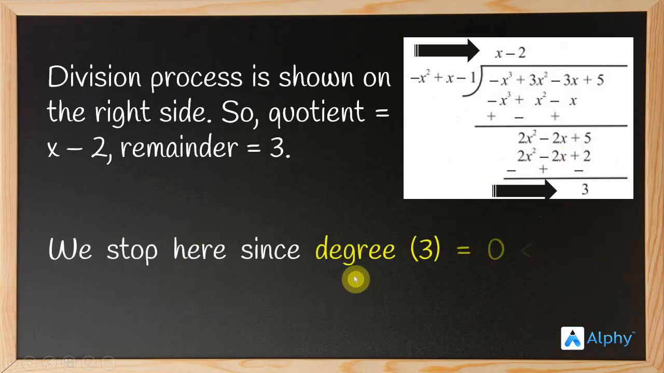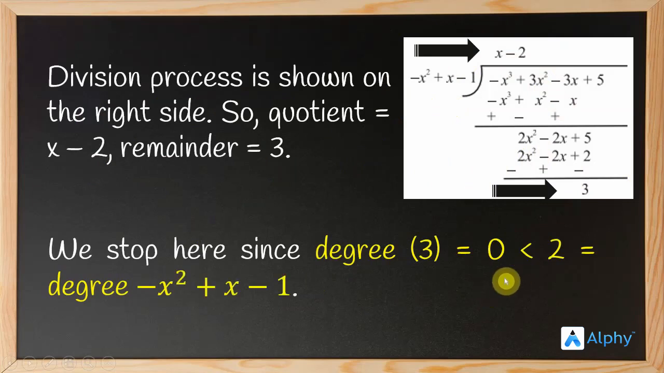We stop here since the degree of 3 is 0, which is less than 2, which is the degree of −x² + x − 1. So what this statement is actually trying to say is that the degree of the remainder has become less than the degree of the divisor, or the remainder becomes 0. So here the degree is 0 for 3 and the degree of this divisor is 2, and hence we stop the division.